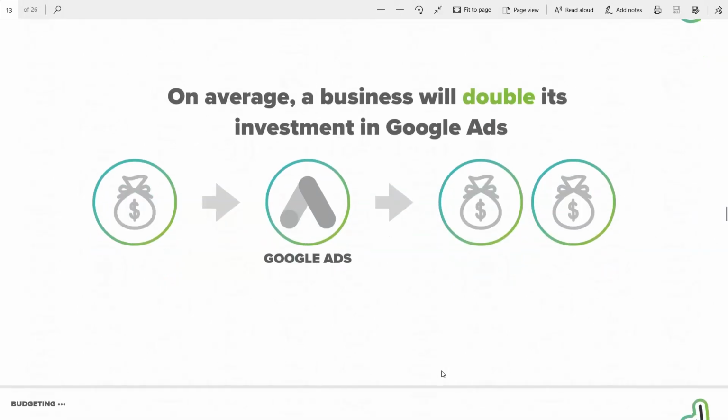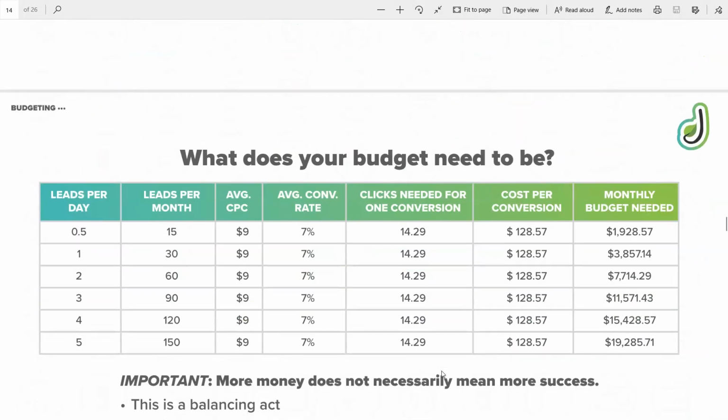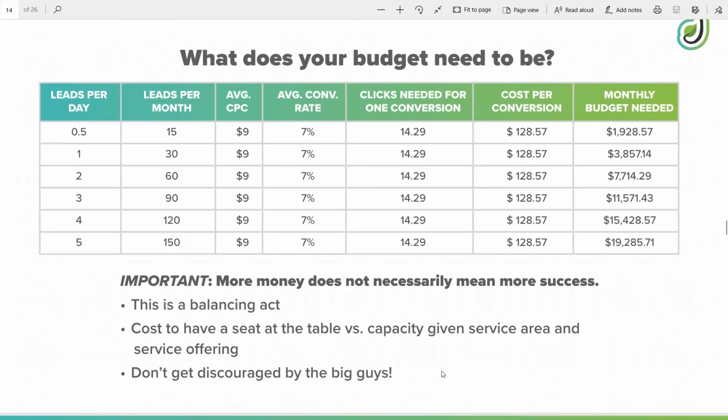But just something to keep in mind when you're looking at your budgets. So this is a quick calculator. These numbers can obviously be changed, but you can basically build one of these out to get an idea of how much you should be spending depending on what your goals are. So you'll know for your business how many leads you need to garner in a week or a month.